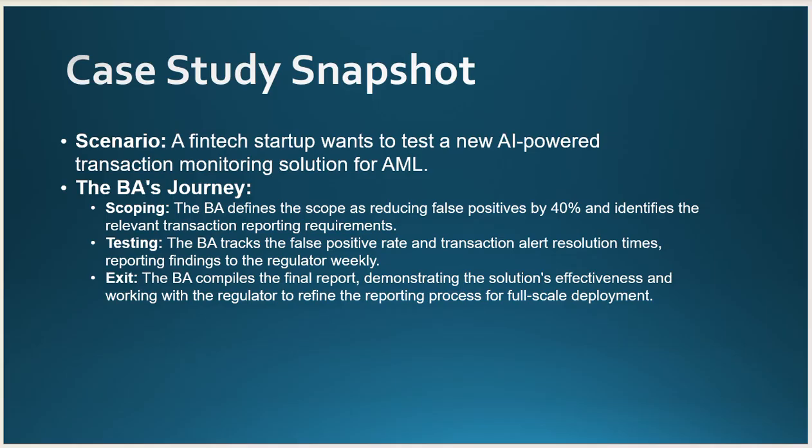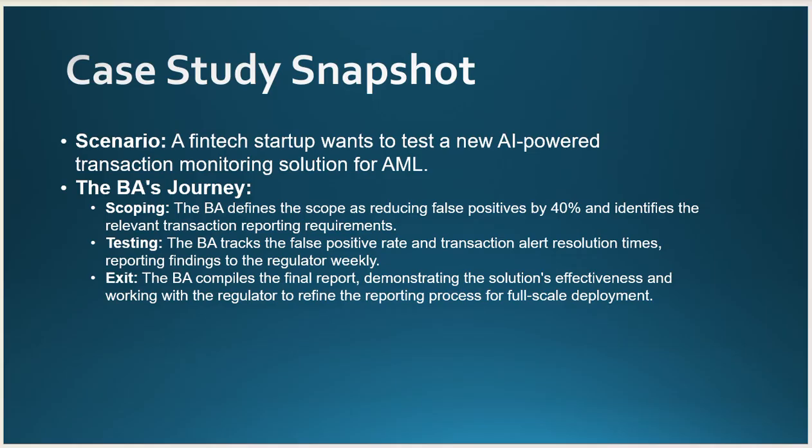So the BA defines the scope of reducing false positives by 40% and identifies the relevant transaction reporting requirements. What are the business rules, or the rules defined by the regulator, that we are trying to solve? All of these we include in the in-scope and out-of-scope functionality, and then explain the features. Then he prepares the documents: the business requirement document, the functional requirement document, and the test or development documents that help the developer develop that functionality. Then testing is done.